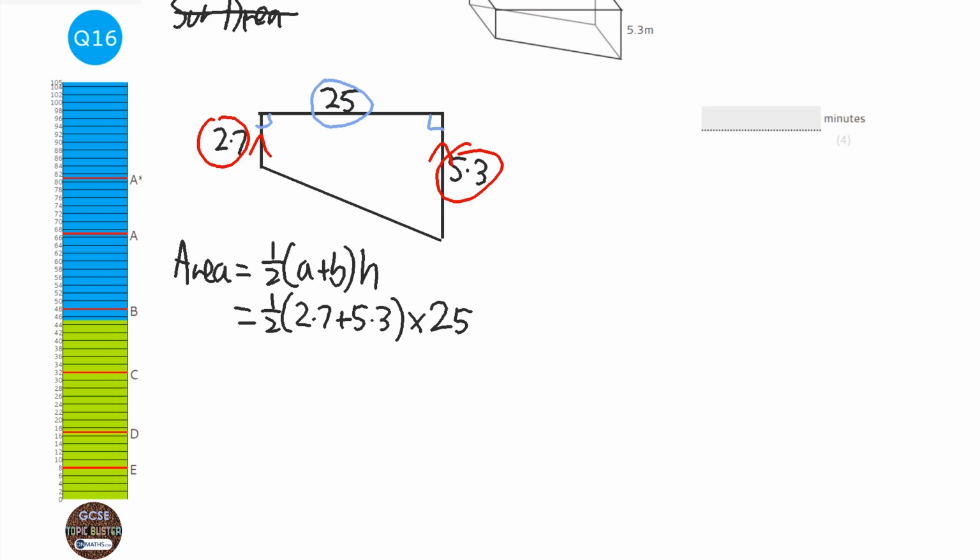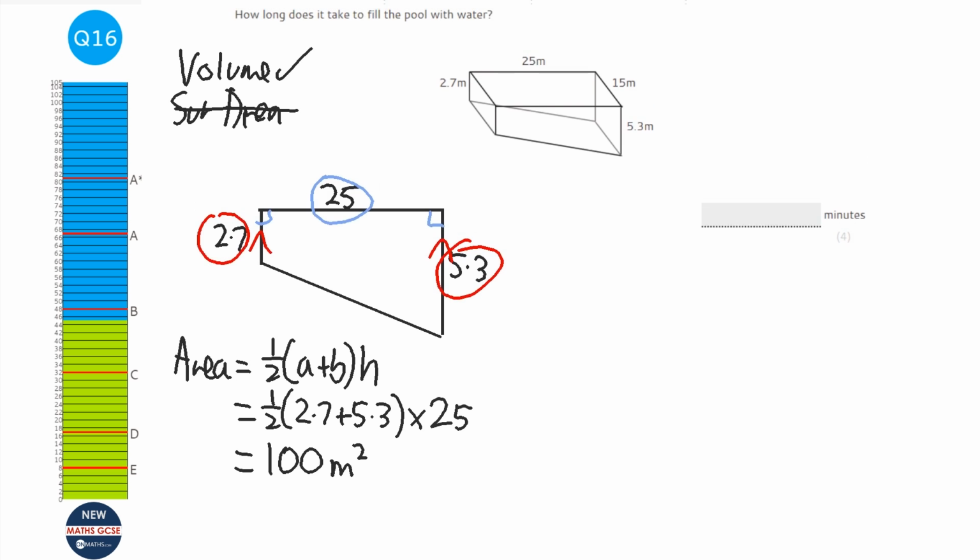Okay, so we'll crack our calculator out. 2.7. Some of you will probably see this straight away. So the first bit comes out as 4, because halfway between 2.7 and 5.3 is 4, and then times 25 is going to be 100. So the area is 100 meters squared.